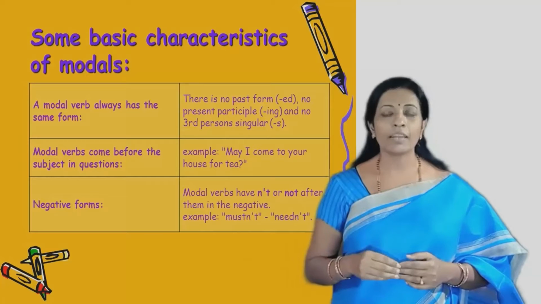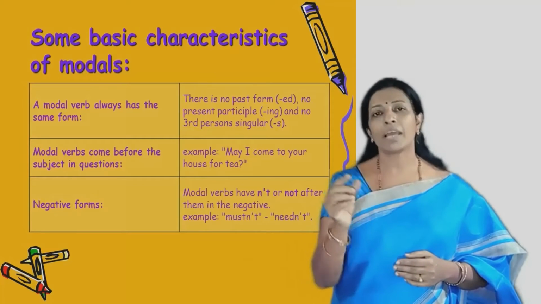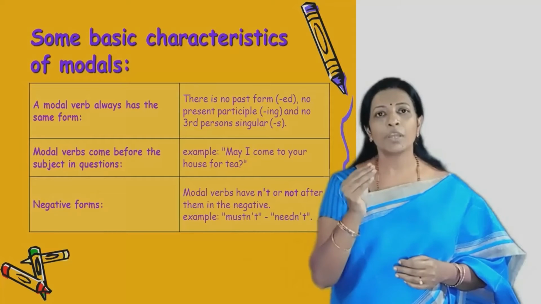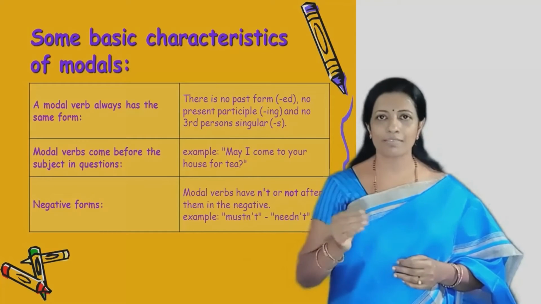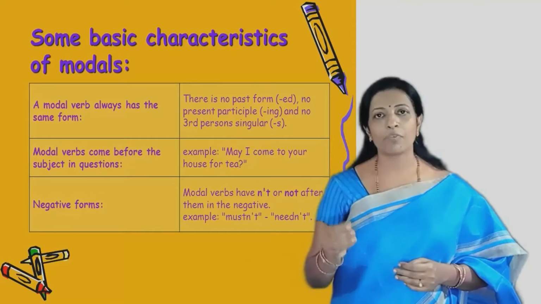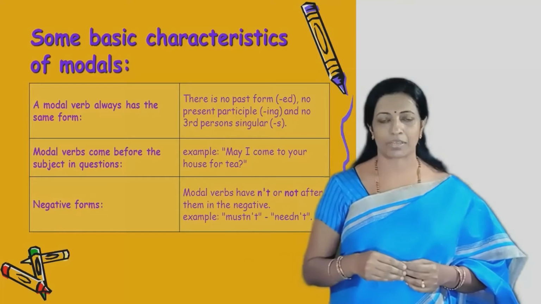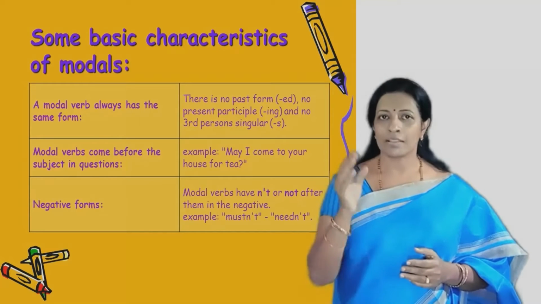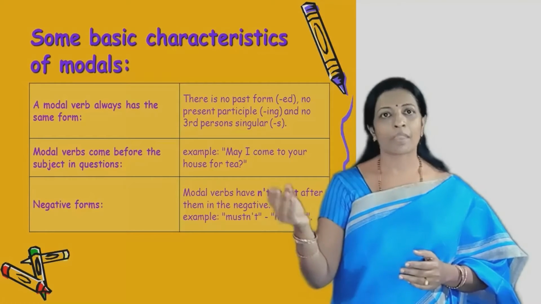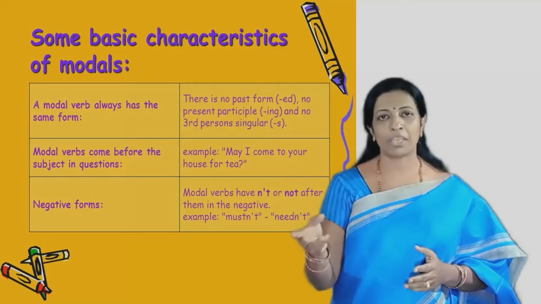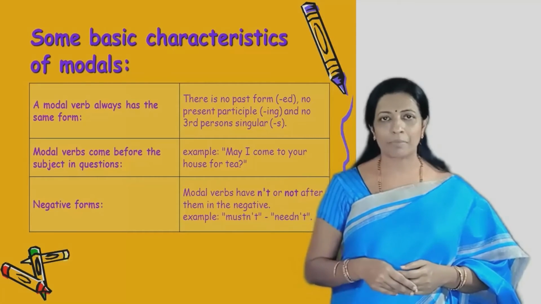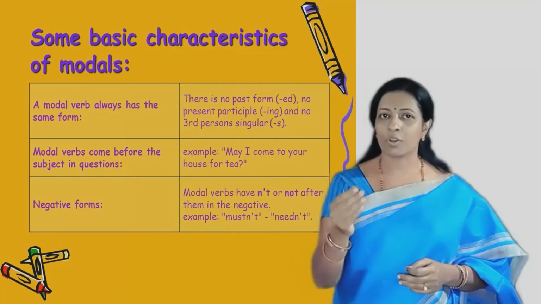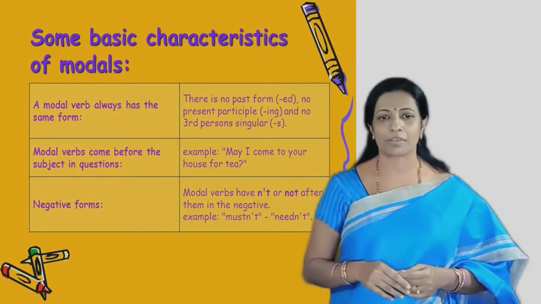Secondly, we find that modal verbs have an inverted structure. That is, the modal verb usually comes before the subject, whereas the normal verb comes after the subject. So, in a normal sentence, "He is going," the main verb going comes after the subject. But when we are using a modal verb, it will always precede the subject.